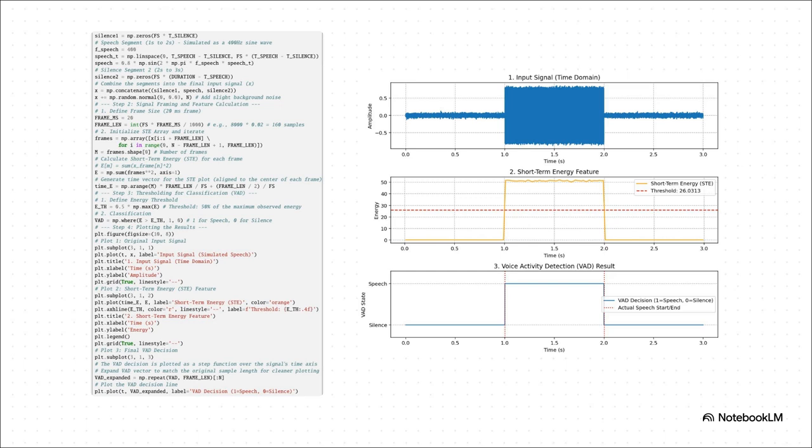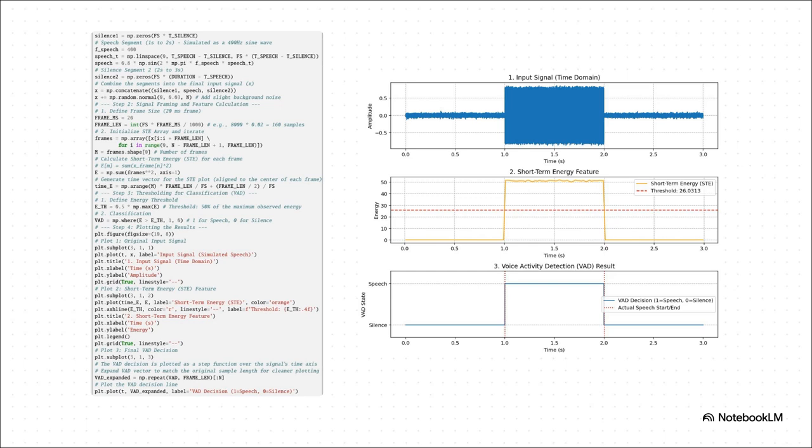Next comes the actual detection. We define our threshold, let's call it ETH, as half of the maximum energy found in the entire signal. Then the real magic happens with this single line of code: VAD = np.where(E > ETH, 1, 0). Basically, if the energy is higher than our threshold, Python assigns a 1 for speech. If it's lower, it assigns a 0 for silence.